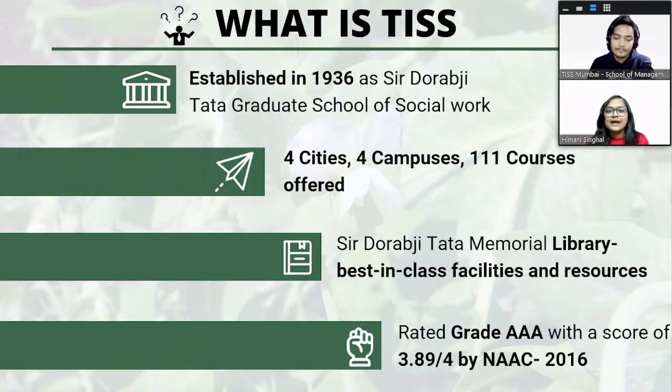Now, the very unique USP of this is the Sir Dorabji Tata Memorial Library with best-in-class facilities and resources. And trust me, this has been our go-to destination for all the things that we need for our project work, for our assignments, for our field work, as well as our case competitions, since it is a very rich repository of journals and research papers. Now, this has been rated AAA with a score of 3.89 out of 4 by NAAC in 2016. Next slide.